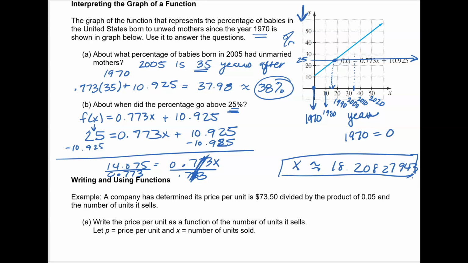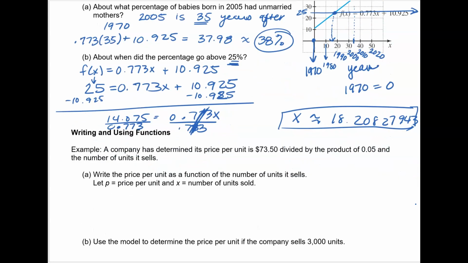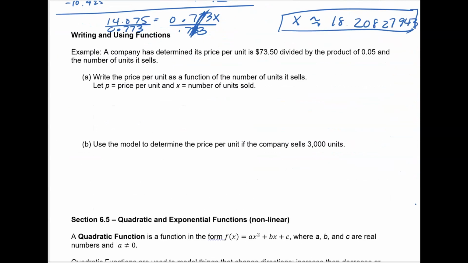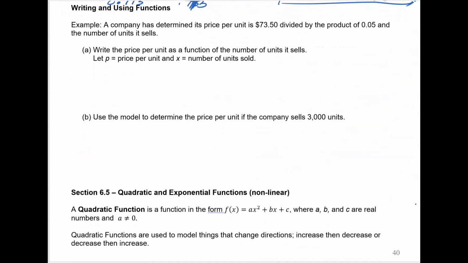Okay, so the next piece with linear equations, and this will be the last thing we do with linear, is writing and using functions. So let's look at this example. We've got a company determined its price per unit is $73.50, and anytime you see that word per, I like to pay attention to that. That usually is referring to the slope or the number in front of x, divided by the product of 0.05 and the number of units it sells.